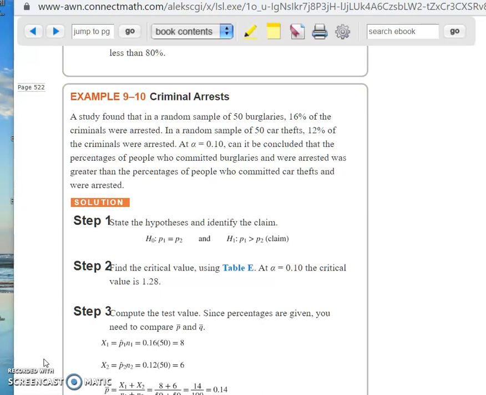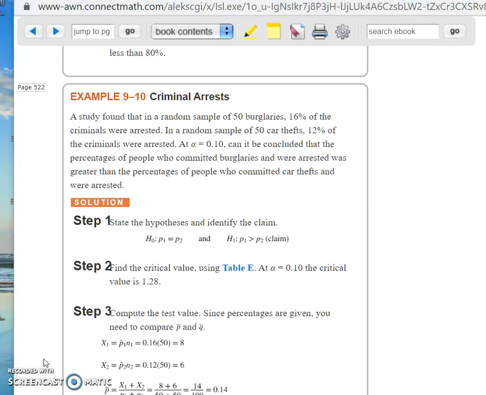I'm sorry, I said margin of error. I shouldn't have said that. It's not a margin of error. Our alpha, our error budget, is 10%. Can it be concluded that the percentage of people who commit burglaries and were arrested is greater than the percentage of people who committed car thefts and were arrested?